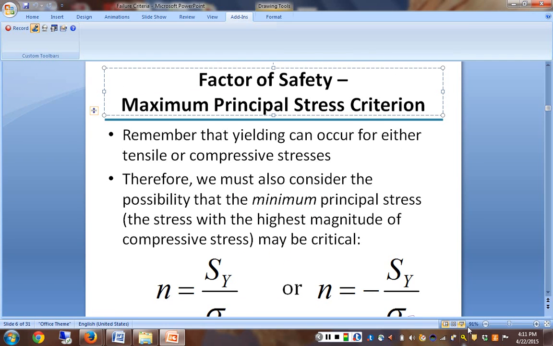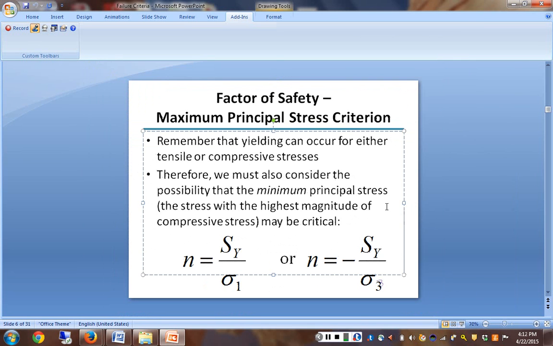What if you've got a compressive case? So you can have a sigma 3 in a normal loading situation if you've not got hydrostatic pressure or hydrostatic vacuum. You're going to have one that's a plus and one that's a minus, and so you throw this negative sign in here so that the factor of safety is always positive. So if you have a compressive stress, you just throw that negative, so the factor of safety in tension and the factor of safety in compression are both positive.